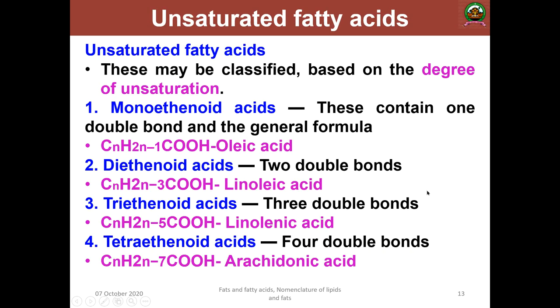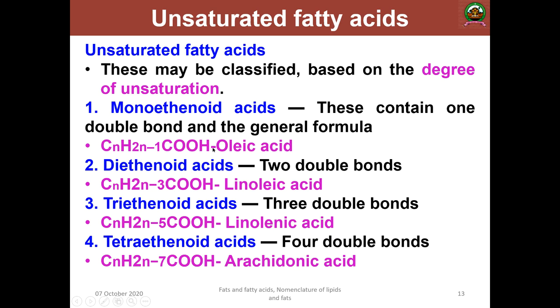Then the next one is unsaturated fatty acid. Unsaturated fatty acids are fatty acids that contain double bonds, and they are commonly classified based on the degree of unsaturation. Unsaturation means the presence of double bonds. Depending upon the number of double bonds, they can be classified into monoenoic acid, dienoic acid, trienoic acid, and tetraenoic acid. In the case of monoenoic acid, there is only one double bond, and the general formula is CnH2n-1 COOH, as in oleic acid.